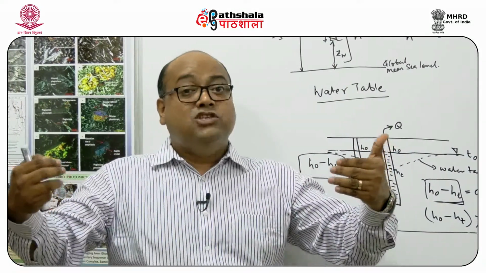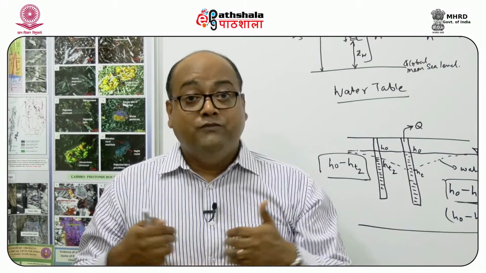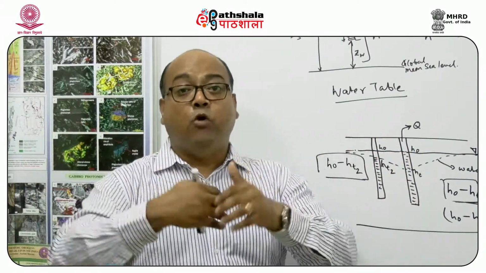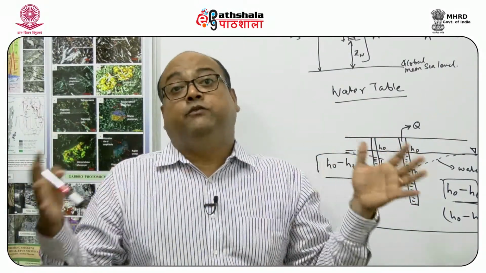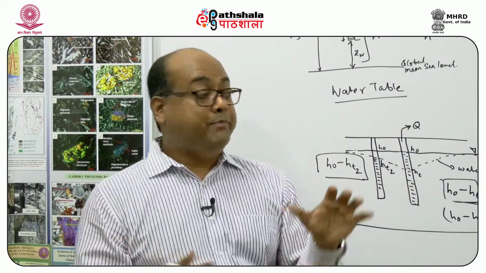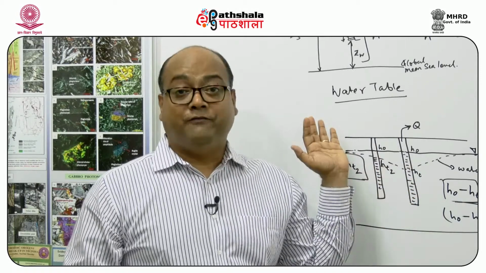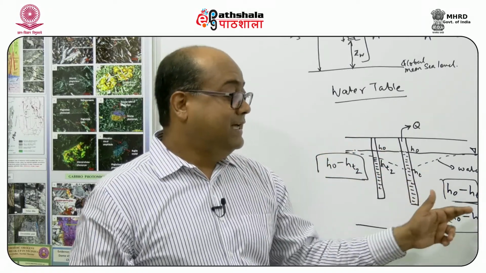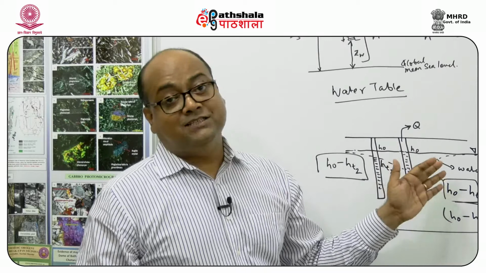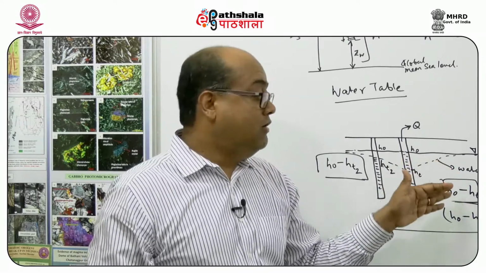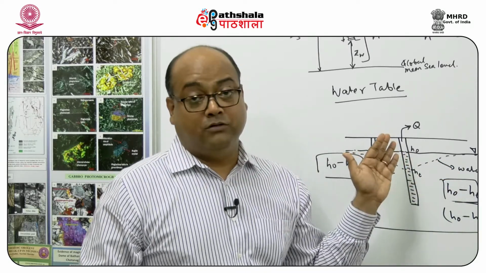If we draw the flow lines of water, you will see that it is like the spokes of a wheel of a cycle. So we see that there is a cone of depression which forms because of pumping, and this difference that we see is known as the drawdown, which takes place because of the extraction of water.